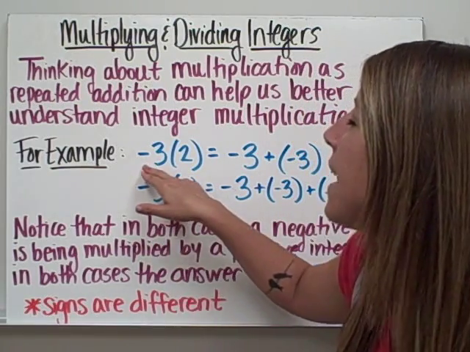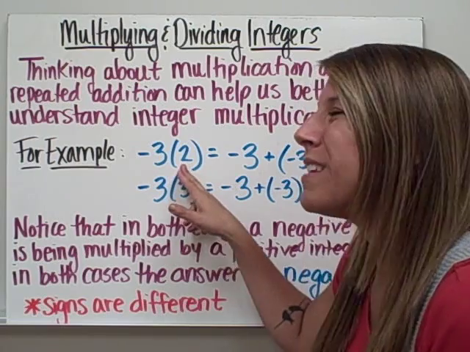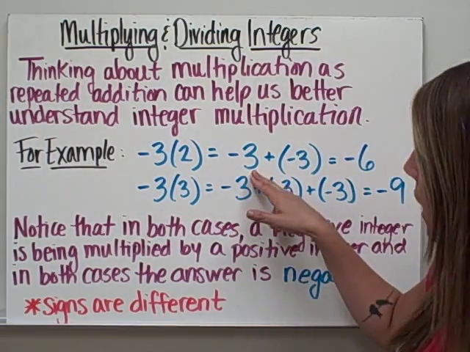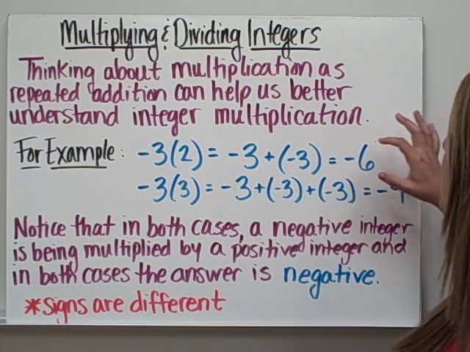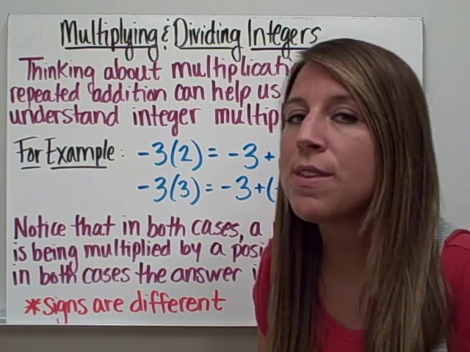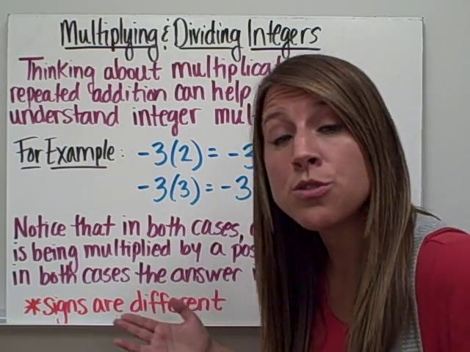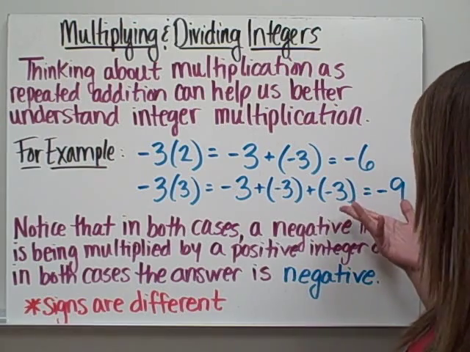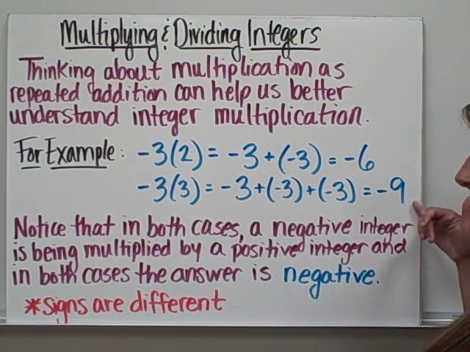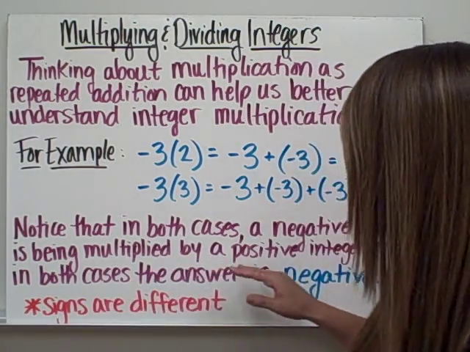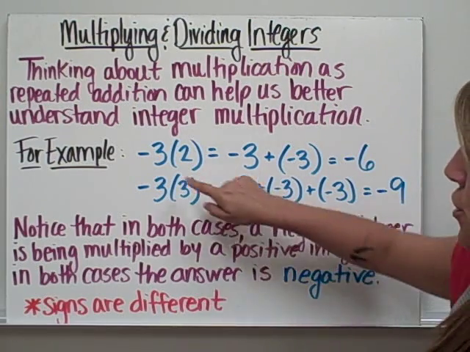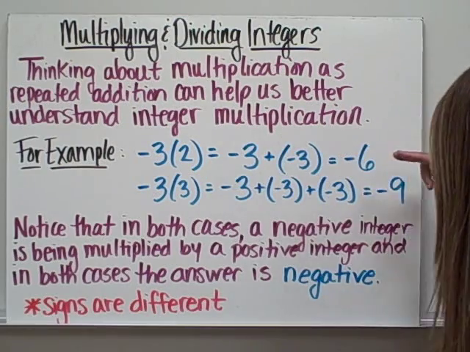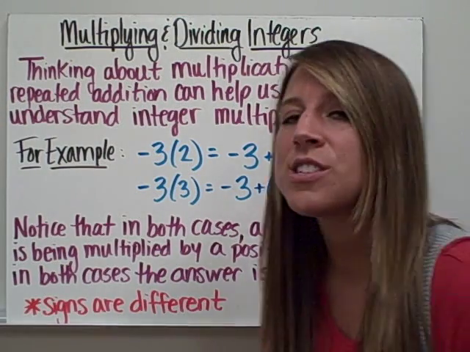If you think of -3 times 2, well, this just simply means -3 2 times. So that's -3 plus -3, which is -6. The same thing is true for -3 times 3. That's going to be -3 plus -3 plus -3, which is -9. I want you to notice that in both cases, a negative integer is being multiplied by a positive integer, and in both cases, the answer is negative.